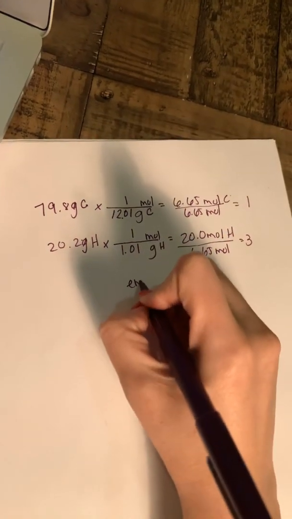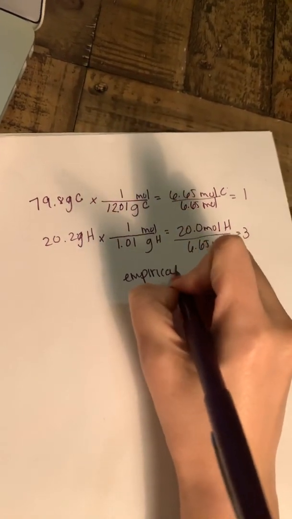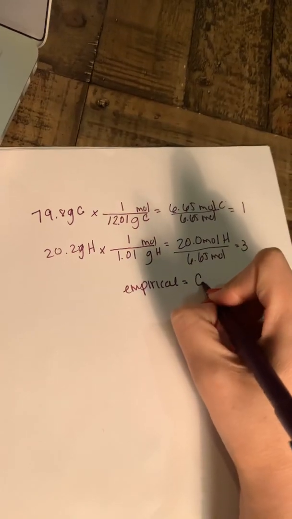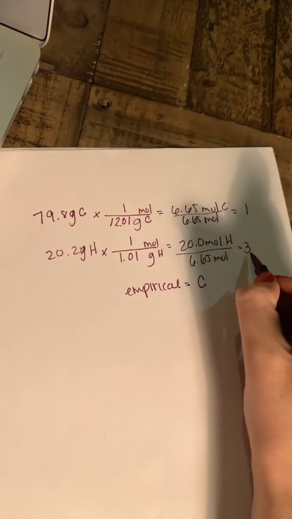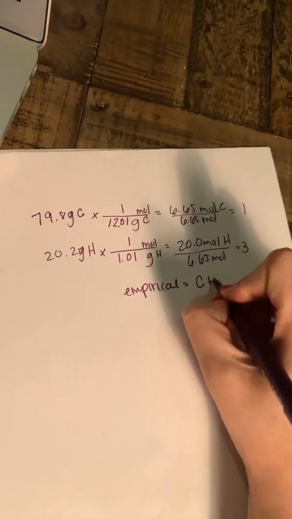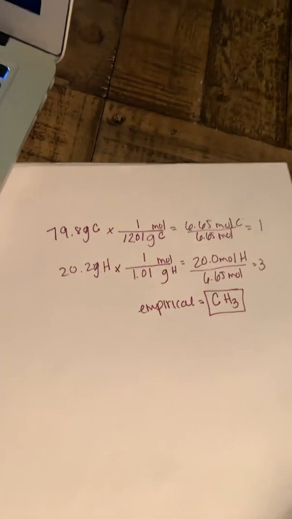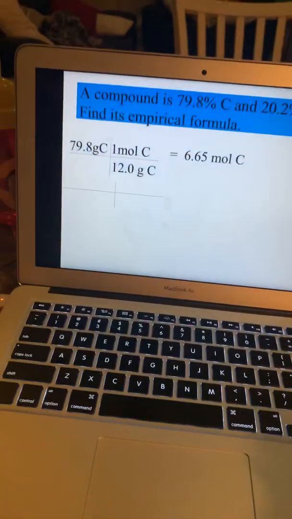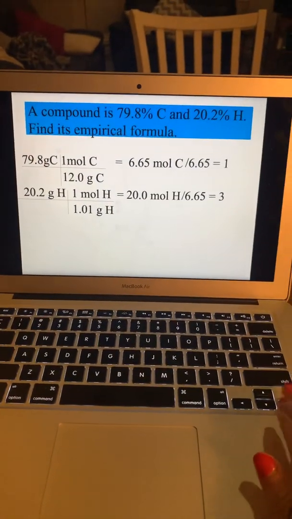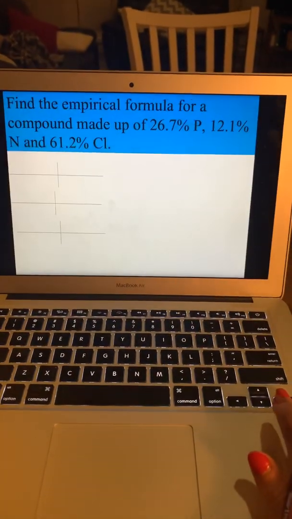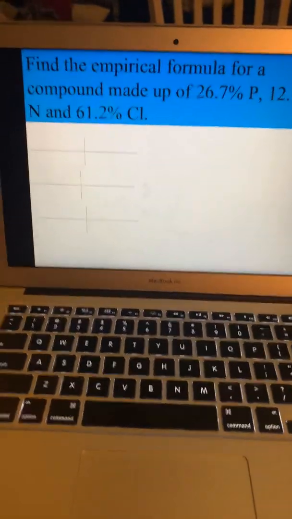So your empirical formula is equal to carbon, there's just 1, and hydrogen, we said there's 3. And that's it. Right? So there's that example. And then here's another one.